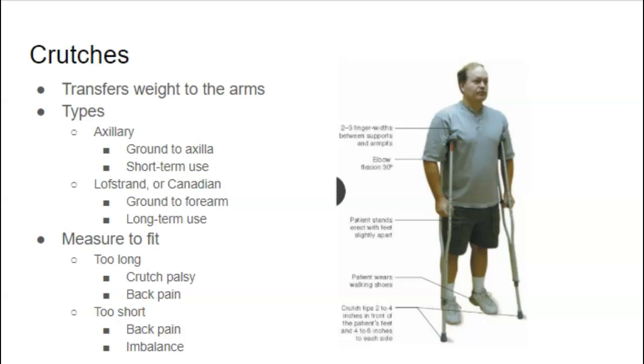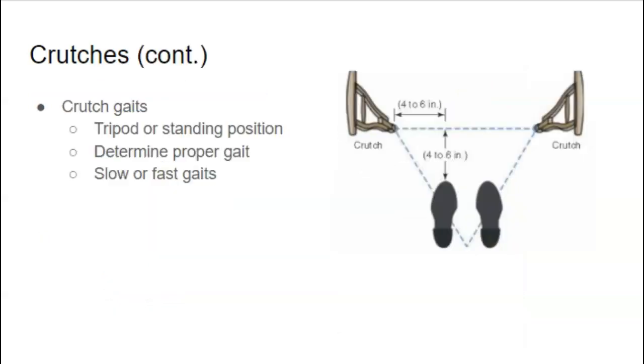So sizing is important. You've got to make sure that you have 2 to 3 finger widths from the armpit to where the top part of the crutch comes, because otherwise you can get a nerve palsy in the armpit, and so you want to make sure your elbows are flexed about 30 degrees more or less. You're going to want to make sure that they're about 2 inches up and out from each foot as you're going. You don't want them too long, because then it will put too much pressure on the armpit, but you want them not too short either, because then you're unbalanced and it can cause lower back pain as well. So sizing is important. Okay.